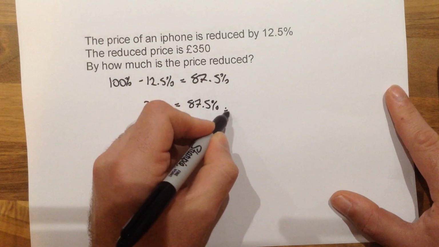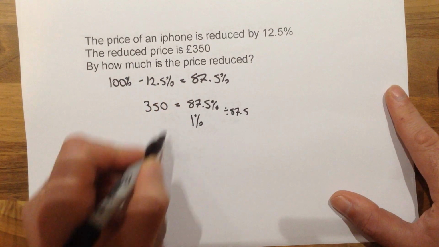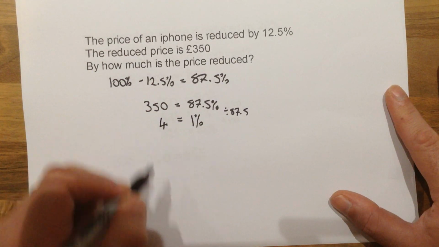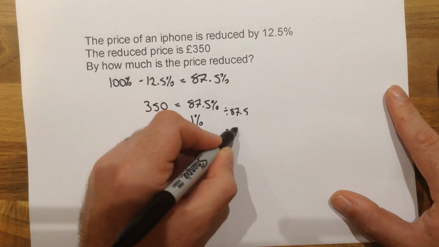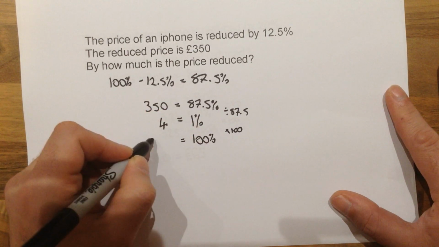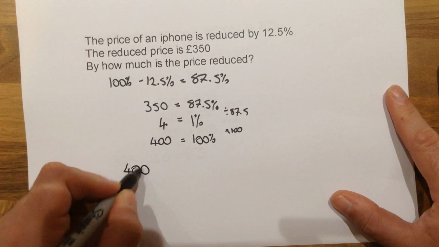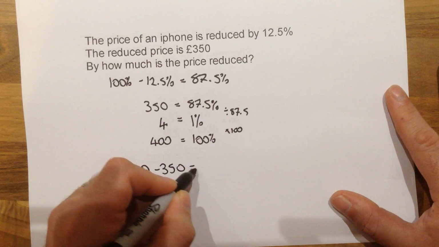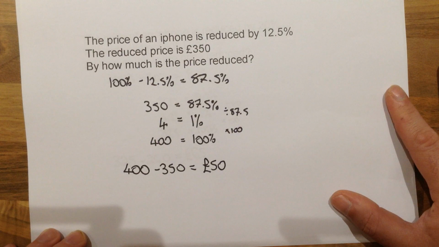Again, we would divide by 87.5, that would find 1% for us. 350 divided by 87.5 is 4. So 100%, which we times by 100 to find, gives us £400. So the original price was 400. In the sale, it was 350. So the price must have gone down by £50.